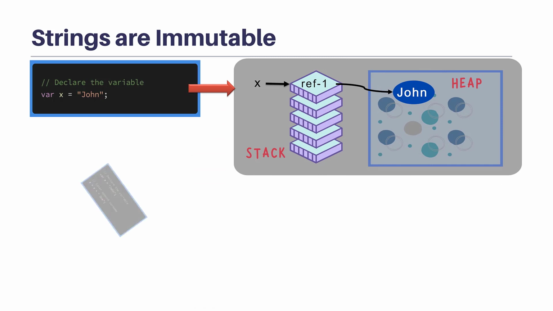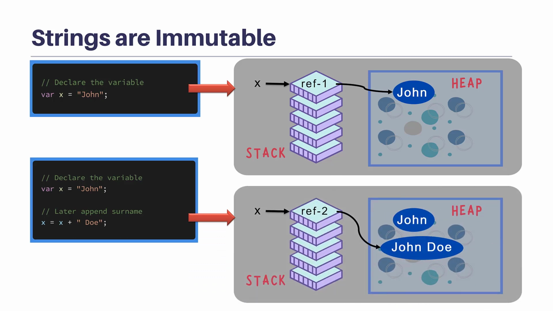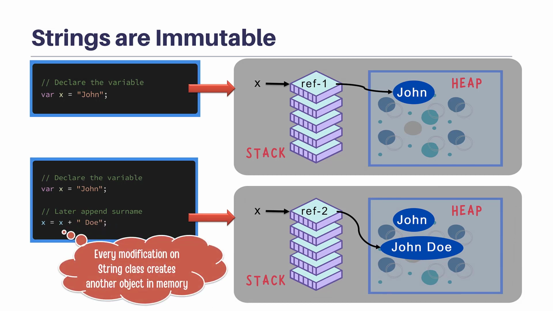Later in the program, let's say we want to modify this value. Let's say we want to append the last name. In this case, instead of modifying the current object, a new object will be created on the heap and the reference on the stack will be changed. It will point to the new object. So when any modification happens, the string class does not modify the existing object.